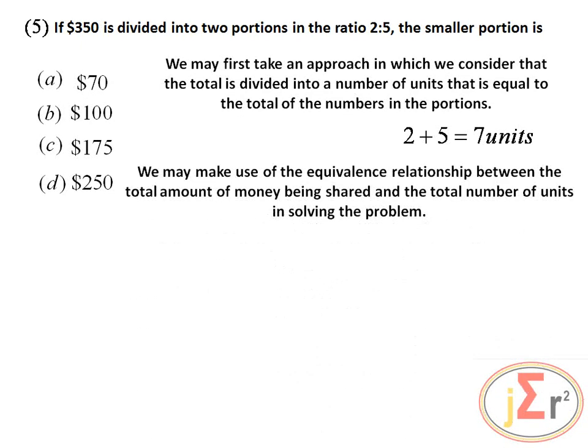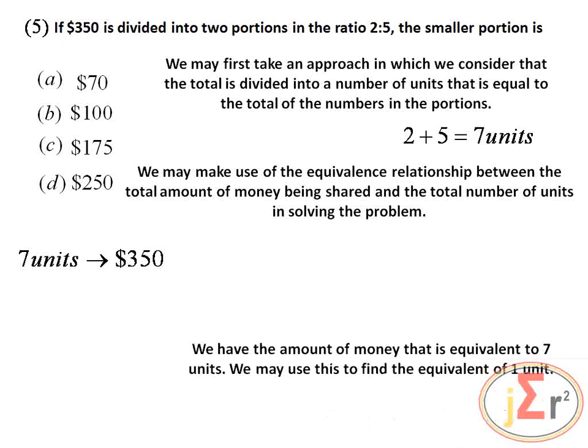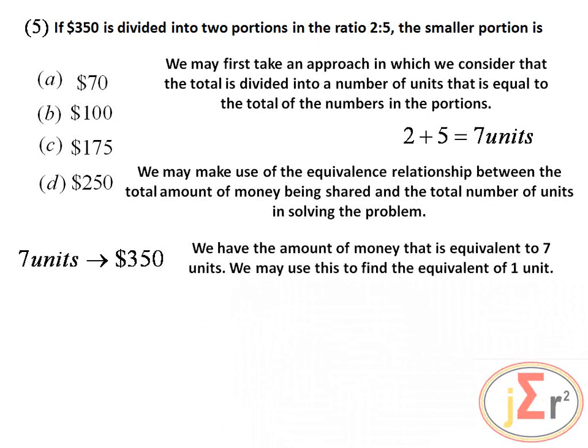We may make use of the equivalence relationship between the total amount of money being shared and the total number of units in solving the problem. So we are making use of the total amount of money being shared and its equivalence relationship to the total number of units in order to solve the problem. 7 units represents $350. We have the amount of money that is equivalent to 7 units.